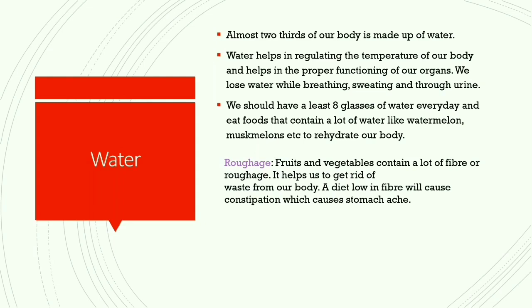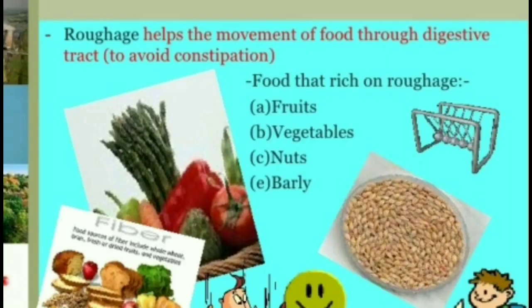Next is roughage. Fruits and vegetables contain a lot of fiber or roughage. It helps us to get rid of waste from our body. A diet low in fiber will cause constipation, which causes stomachache. So in order to maintain healthy digestion, we must consume an adequate amount of fiber-containing food. Examples of food rich in roughage are fruits, vegetables, nuts and barley.